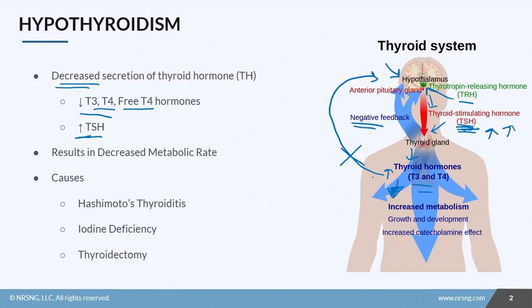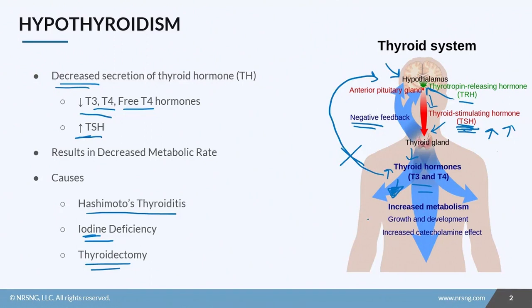Now, there's multiple causes of hypothyroidism. One of the most common ones is Hashimoto's thyroiditis, which is an autoimmune disease. Iodine deficiency, because all of these hormones are created with iodine. So if they don't have enough, they can't make the hormones. But also if the patient has their thyroid removed altogether in a thyroidectomy, that will cause hypothyroidism or a hypothyroid state.